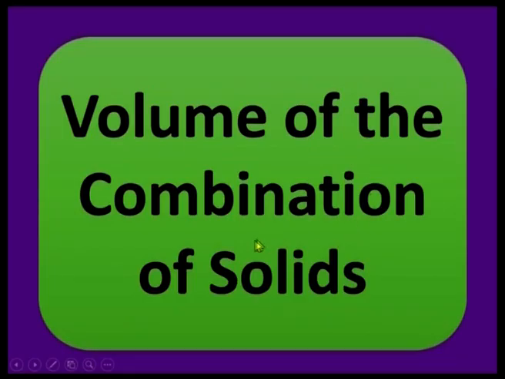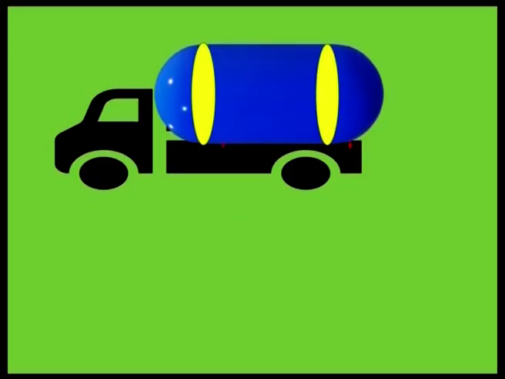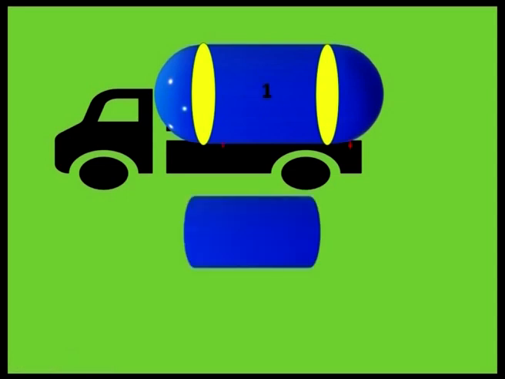Now, volume of combinations of solids. See, this is an oil tanker, and here I want to find out the volume of this complete oil tanker. The oil tanker is a combination of our known solids. Just name the solids. Yes, the first one is a cylinder, and second one is a hemisphere, and third one is also a hemisphere. So, it is a combination of three solids: hemisphere, cylinder, and again hemisphere.